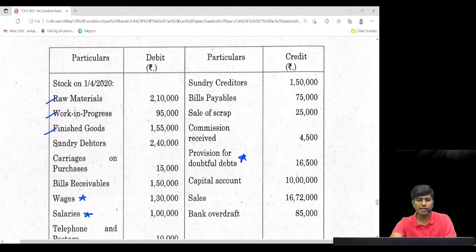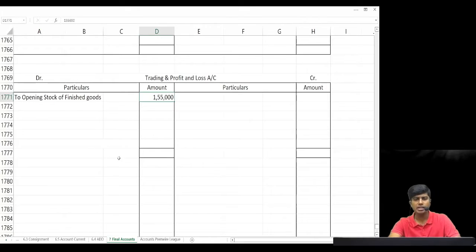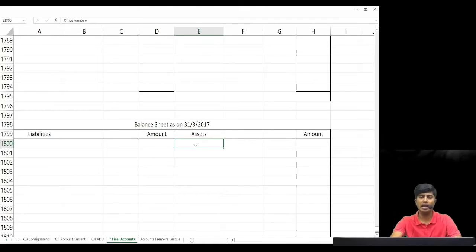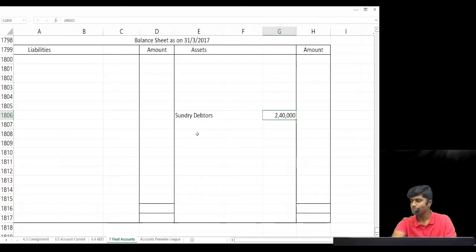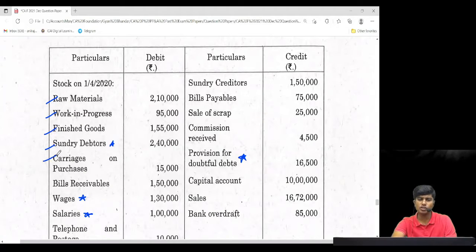Done. Next item, sundry debtors 2,40,000. If there is a provision which needs to be readjusted, I would have to keep my debtors in the inner column, and the new provision has to be deducted. Let us do that. Sundry debtors 2,40,000 on the balance sheet asset side, in the inner column. Clear? Next item, carriage on purchases.